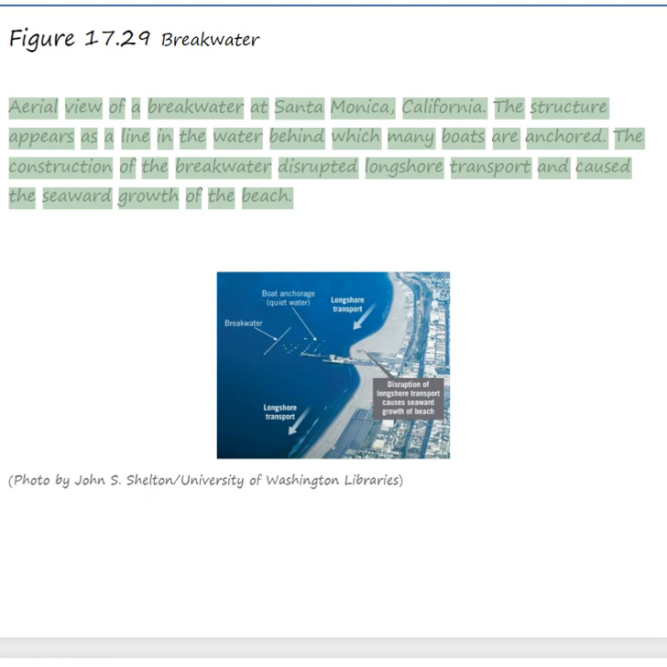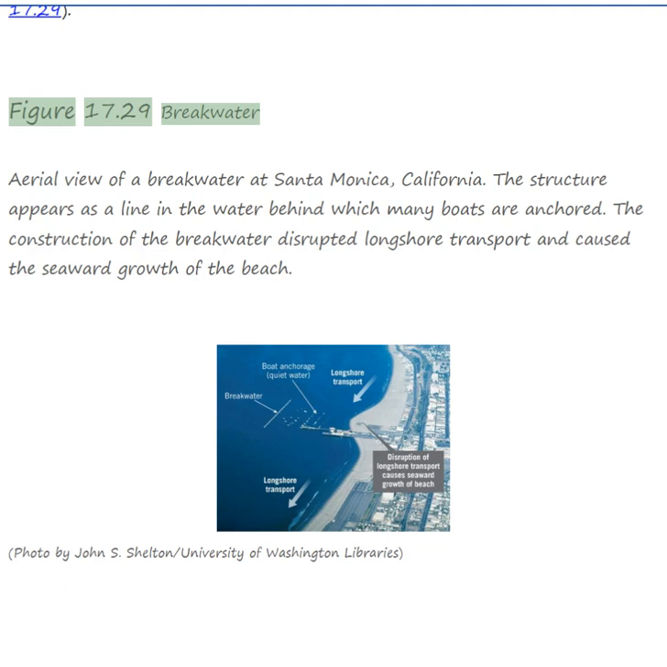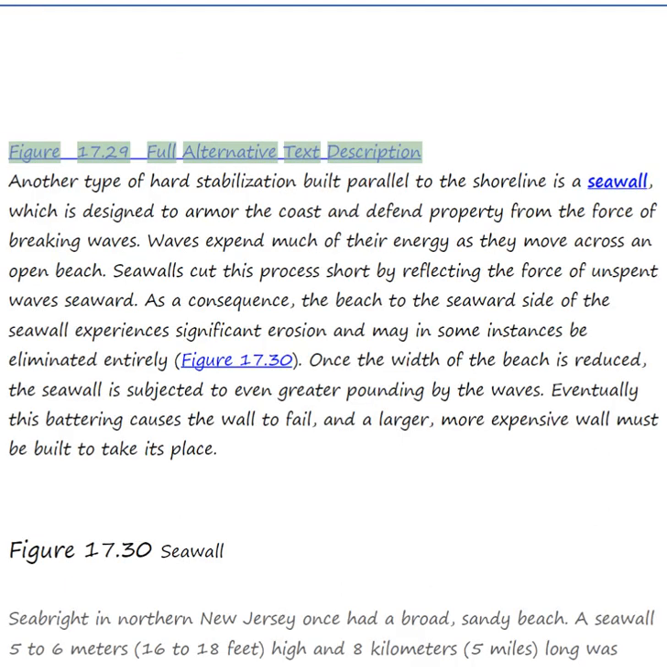Aerial view of a breakwater at Santa Monica, California. The structure appears as a line in the water behind which many boats are anchored. The construction of the breakwater disrupted longshore transport and caused the seaward growth of the beach. Figure 17.29 Breakwater. Figure 17.29 Full alternative text description.